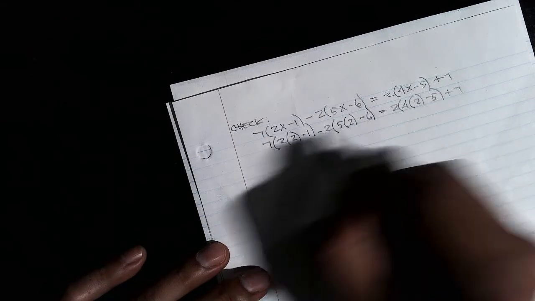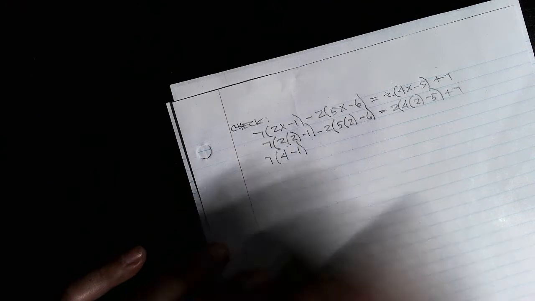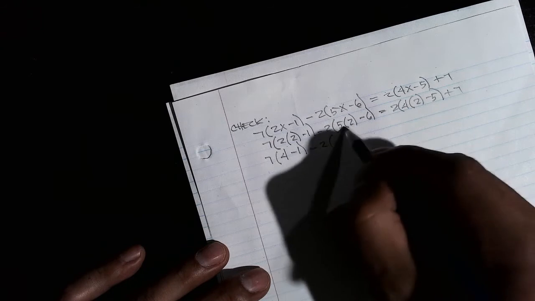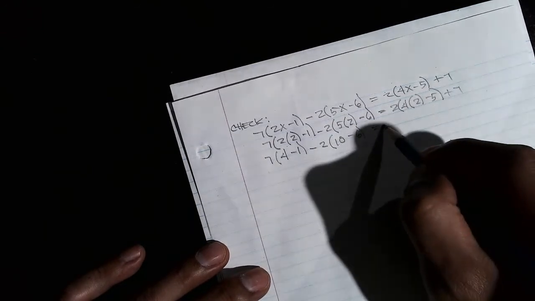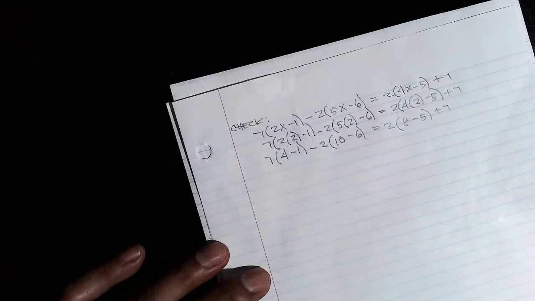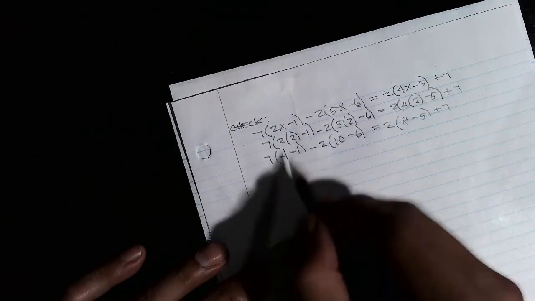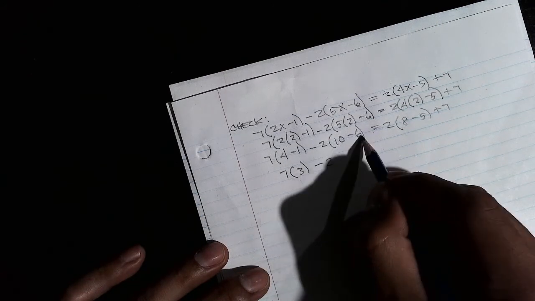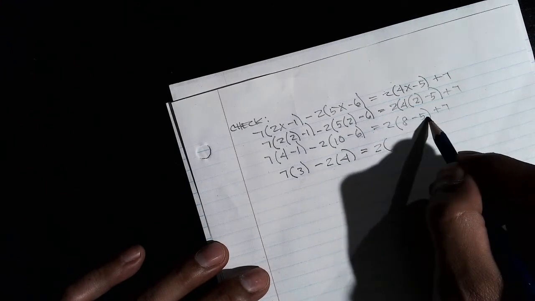Brackets here, brackets here, brackets here. So 7 times (2 times 2 is 4, minus 1). There goes that bracket, or almost actually. Minus 2 times (5 times 2 is 10, minus 6) equals 2 times (4 times 2 is 8, minus 5) plus 7. With me so far? 4 minus 1 is 3. Minus 2 times (10 minus 6 is 4). And on the other side, we have 8 minus 5, which is 3.